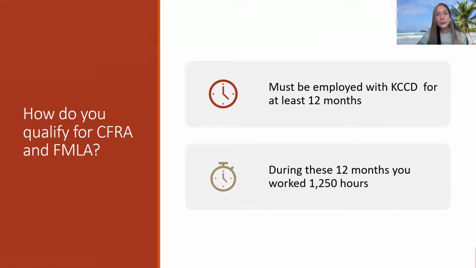So just because these are protected laws, it does not mean that everyone qualifies for CFRA and FMLA. So how do you qualify for these? You must have been employed. So for both of them, you must have been employed with KCCD for at least 12 months. And during these 12 months, you should have worked 1,250 hours.